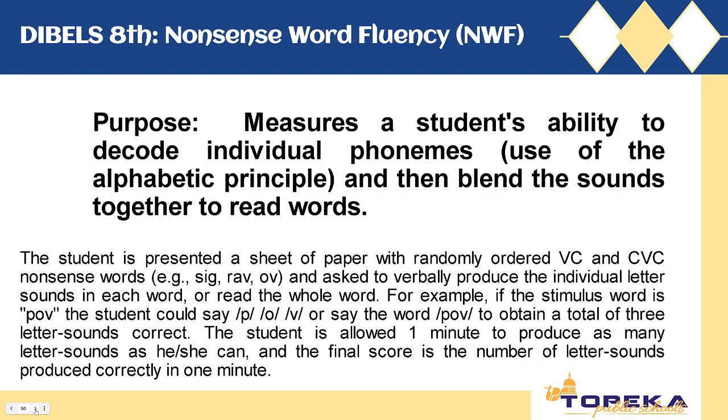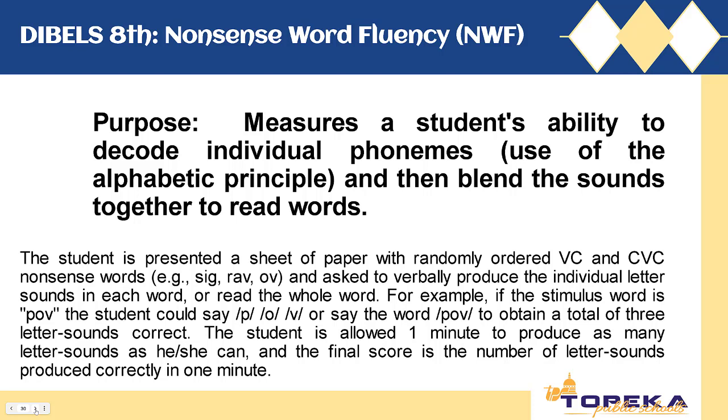The next subtest is the Nonsense Word Fluency Test, or NWF for short. And in this assessment, students are reading and being able to decode individual phonemes and blend the sounds together to read a word. The student is presented VC, which are vowel consonant words, and CVC words, which are consonant vowel consonant nonsense words, and then students are asked to verbally produce the individual sounds in each word.